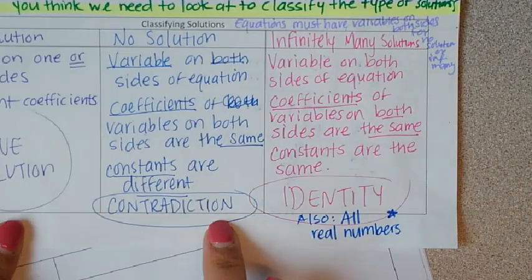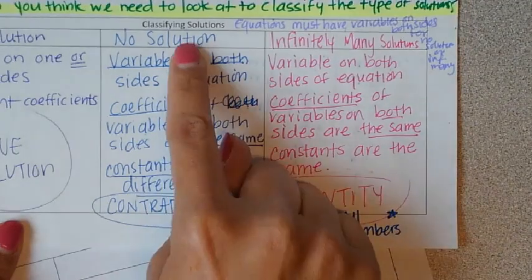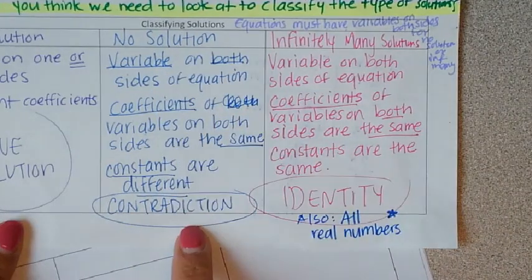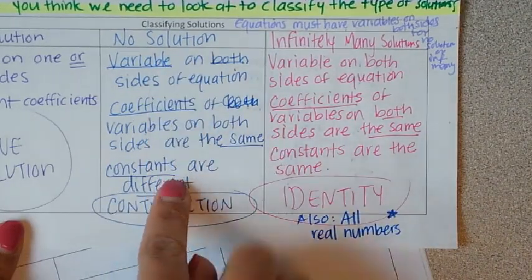Okay, and this is also called a contradiction. So there's a lot of vocabulary here. When you get a false statement at the end, like your variables cancel, and you get a false statement, there's no solution to that equation, and it's called a contradiction. These are the notes that will be on the board.